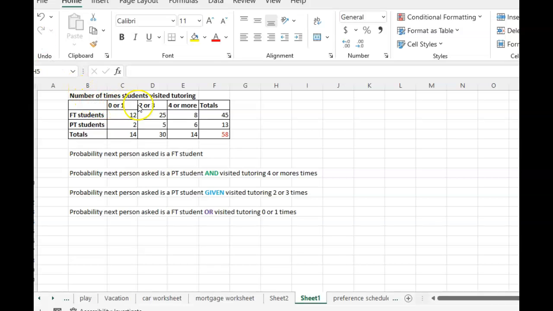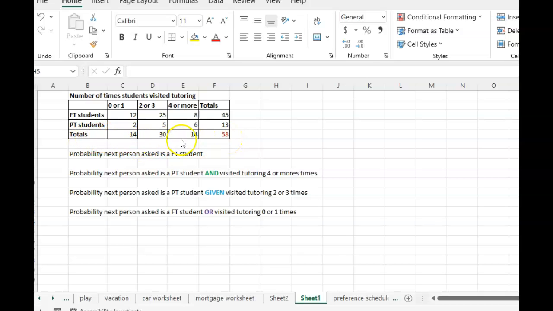So here is our table, number of times students visited tutoring, and we have 0 or 1 times in this column, 2 or 3 in this column, 4 or more in this column, and we're separating it by full-time students and part-time students. In our last column we have the total, so we have 45 full-time students, 13 part-time students, and if you add those up, we have a total of 58 students that have been surveyed.